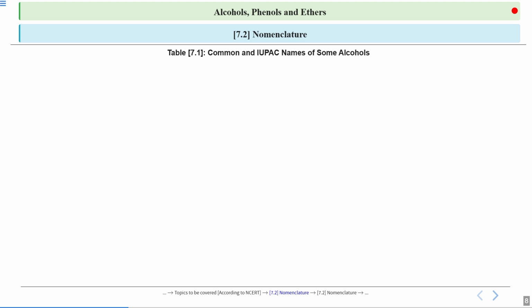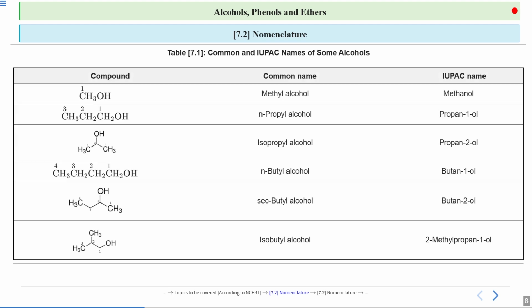Let's see Table 7.1 showing the common and IUPAC names of some alcohols. This is the table having compound column, common name, and IUPAC name column. The first compound is the simplest alcohol, methanol. Common name is methyl alcohol.